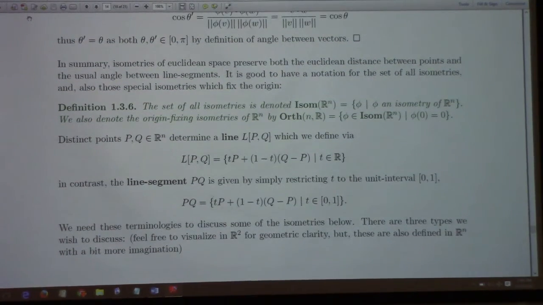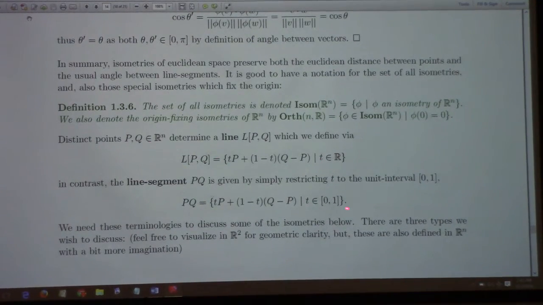You can define the set of isometries on Rn to be Isom(Rn), and you can denote the set of origin-fixing isometries, in other words, phi of 0 is 0 for all those, by Orth. These are the orthogonal transformations. Those are actually a subgroup of the isometry group. Sounds like a homework. It is your homework, yes. That's actually not that hard, all right? You just have to think through it.